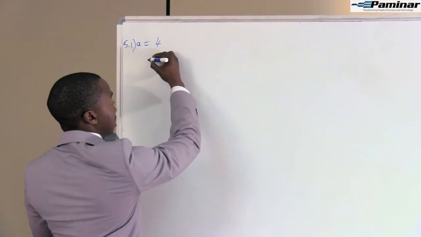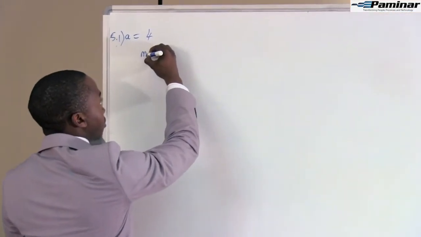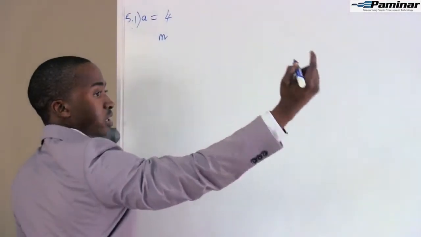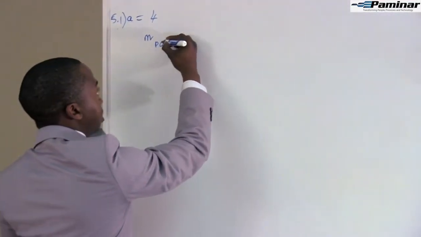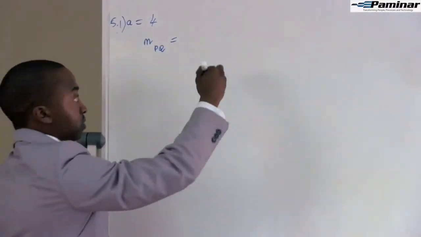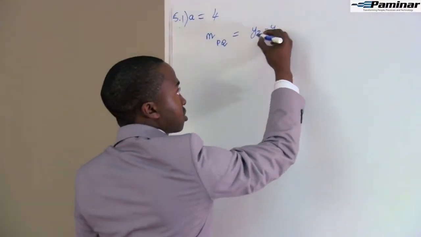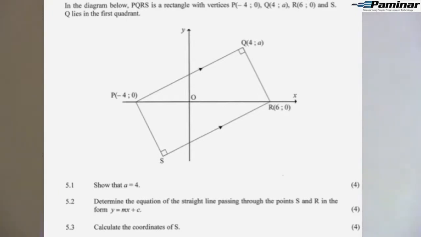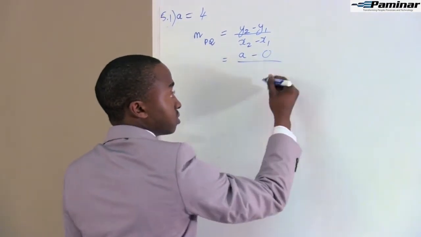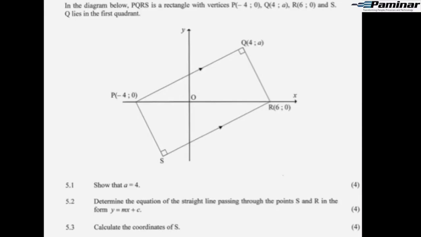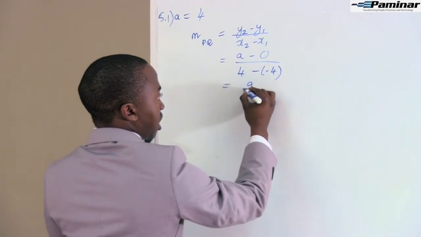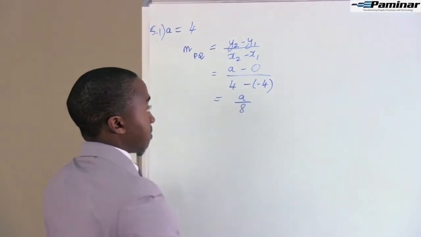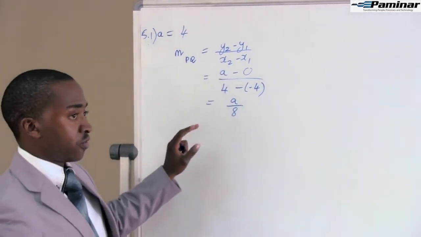Let's go about doing that, or even easier would be to use your gradients. That would be way quicker. You've got M PQ, the gradient for the line PQ, and we know the equation is y2 minus y1 over x2 minus x1. For point Q, y2 is A minus 0 for point P, over x2, which is 4, minus x1, which is -4. All in all, this would be A over 4 plus 4, which is 8. That is MPQ, the gradient for PQ.